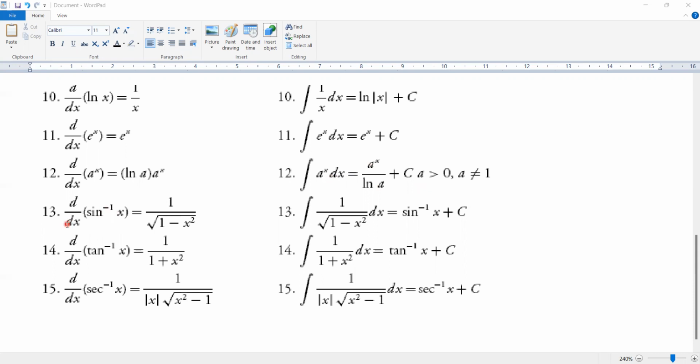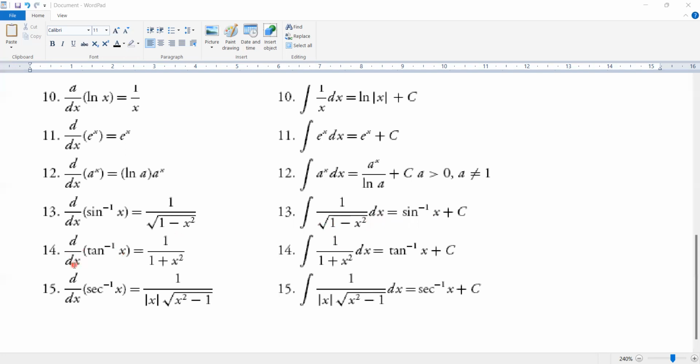Derivative of sine inverse x with respect to x is 1 upon square root of 1 minus x square. Integration of 1 upon square root of 1 minus x square dx is sine inverse x plus c.